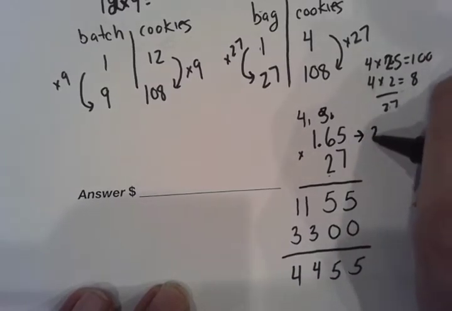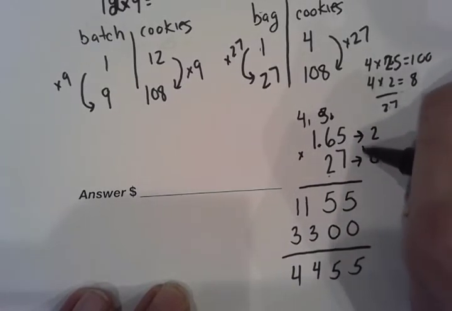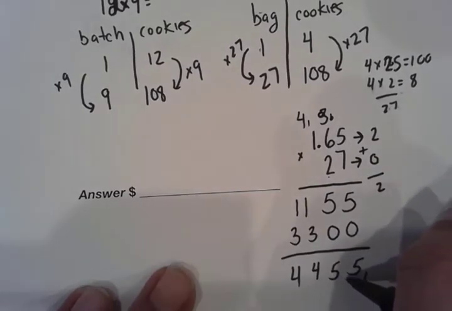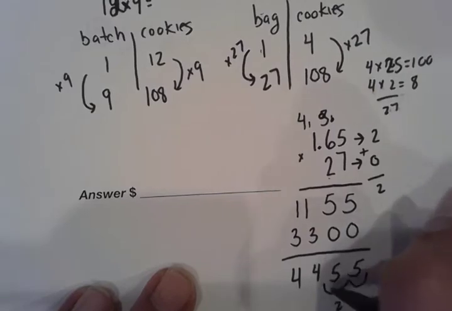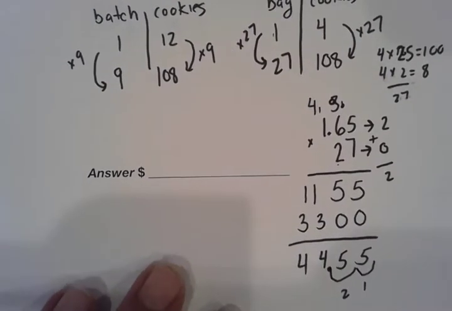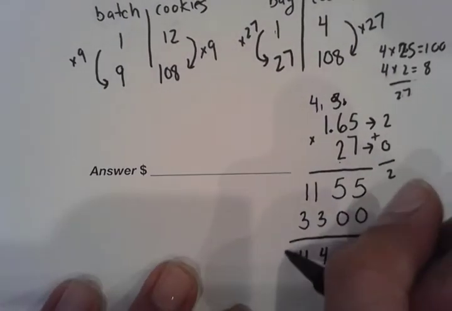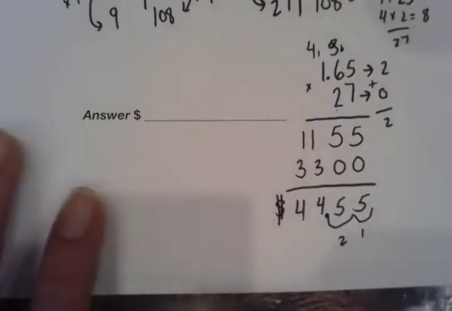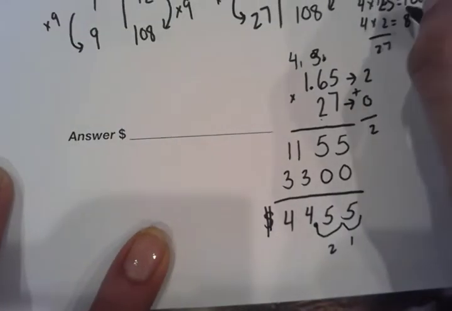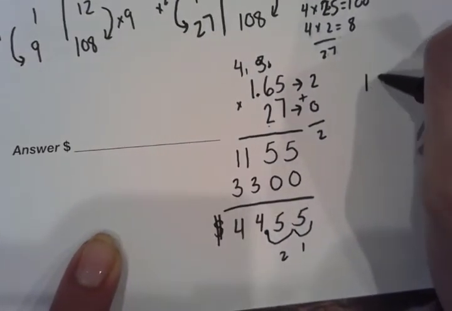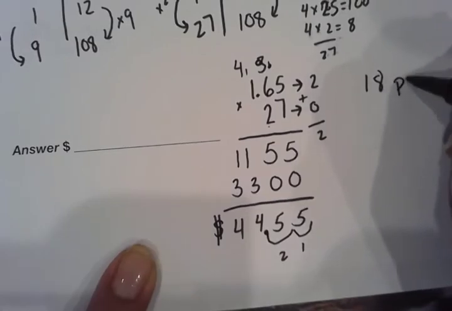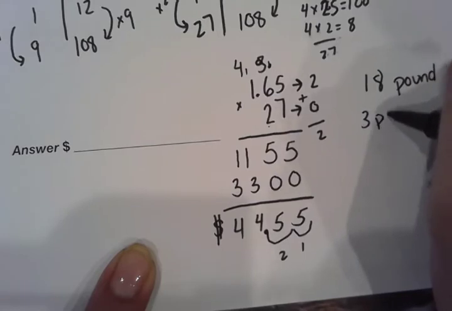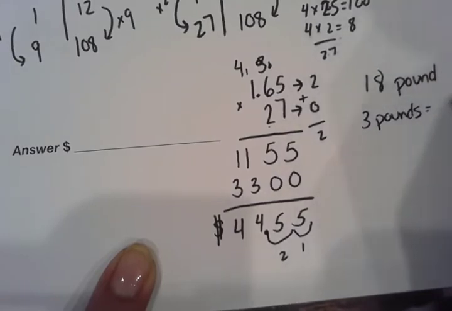There's 2 numbers to the right of the decimal, 0 numbers to the right of the decimal. 2 plus 0 is 2. So let's take our 2 jumps. 1, 2. So the amount of money we earned was $44.55. But how much did all that flour cost us? We know we bought 18 pounds of flour. And 3 pounds equals $5.25.